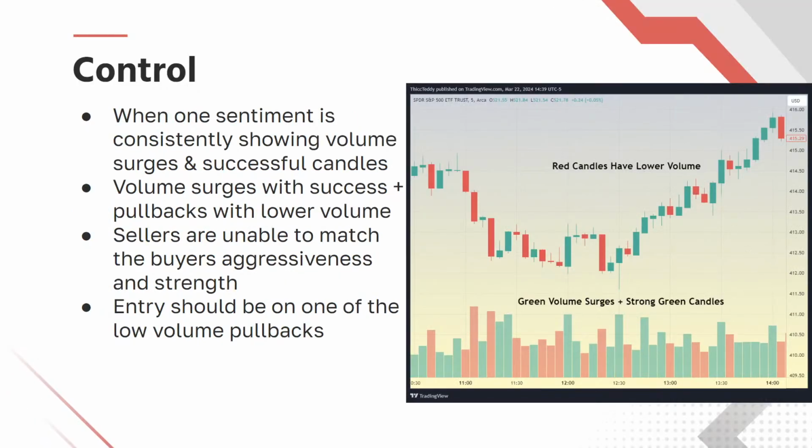Okay, so volume control. This is pretty much only a classic volume setup. It's when one sentiment is consistently showing volume surges and successful candles. So we pair the volume surges with successful candles. You guys can see in this example, I have labeled the bottom side green volume surges plus strong green candles.